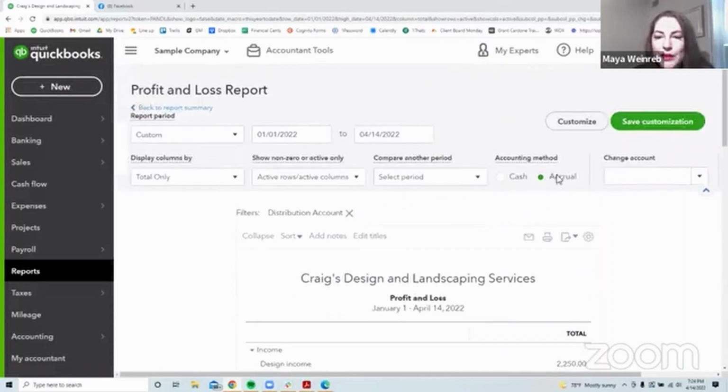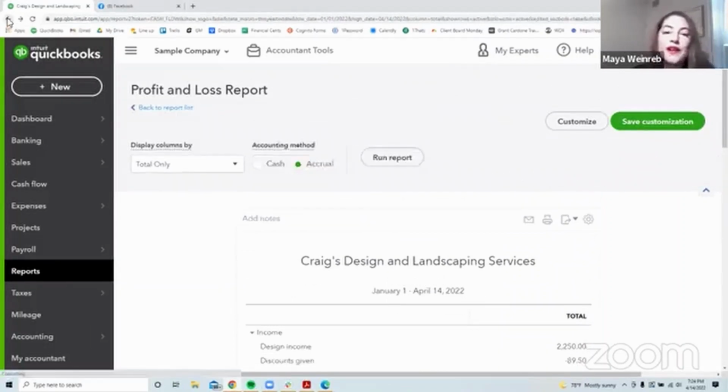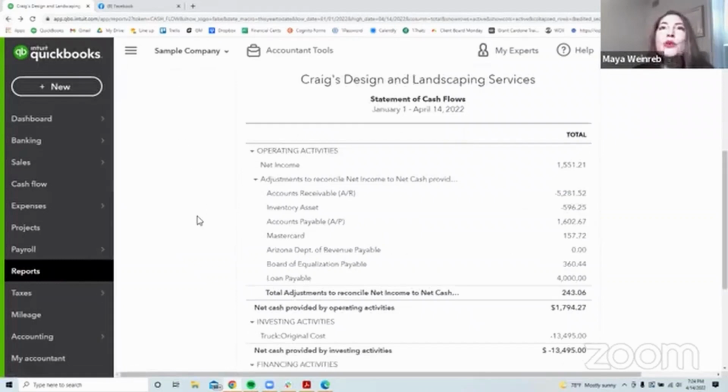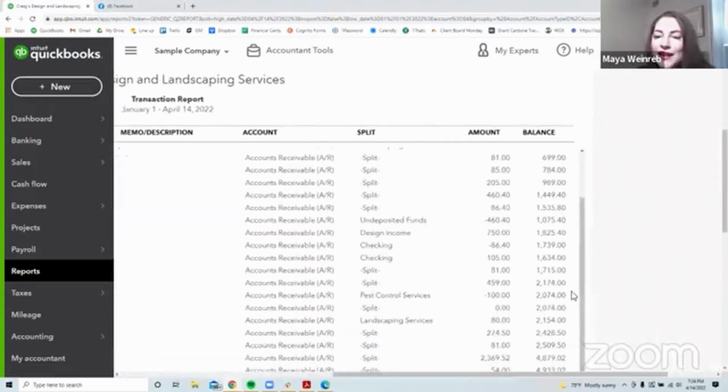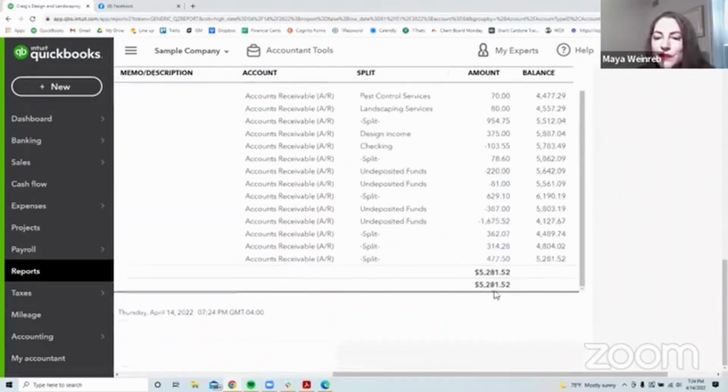This is going to be based on an accrual version of your profit and loss. What we looked at before was a cash version. So this is showing you everything that you've invoiced, everything that you've entered as a bill. That's the net income of that. You can see your accounts receivable for the year, and you can click in and see what it represents.